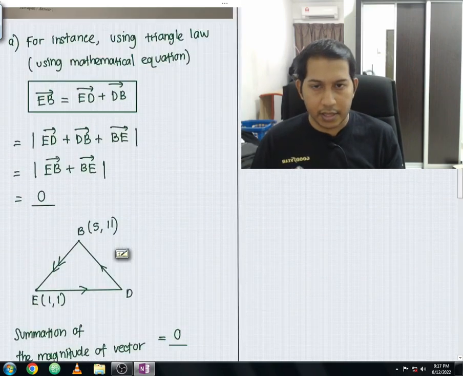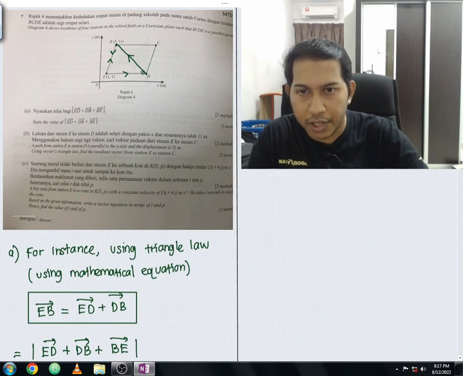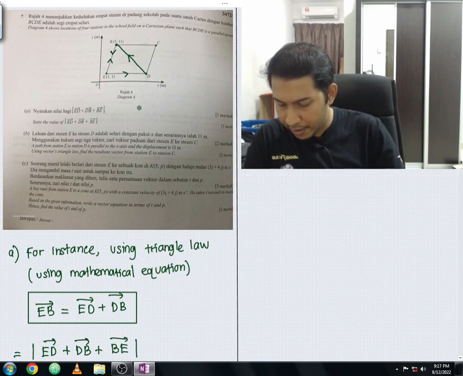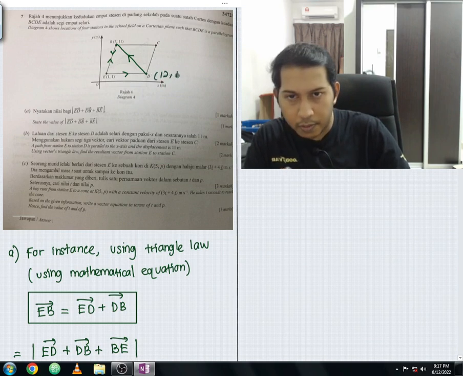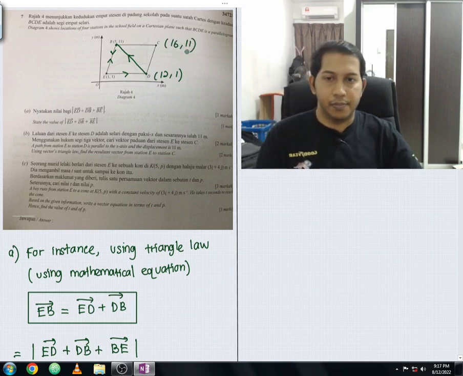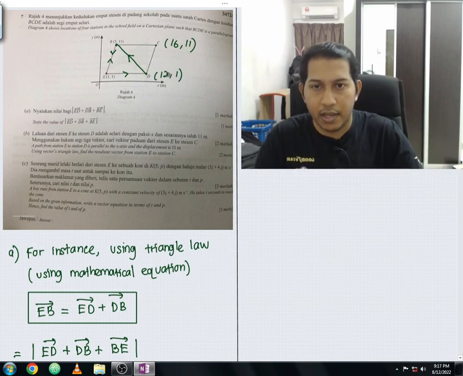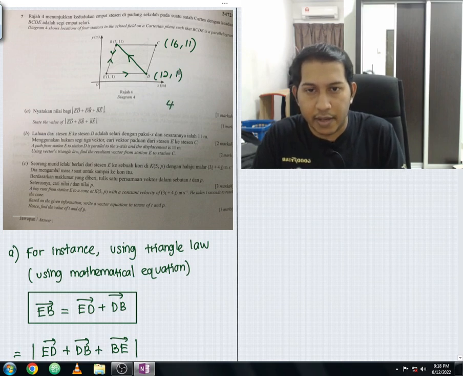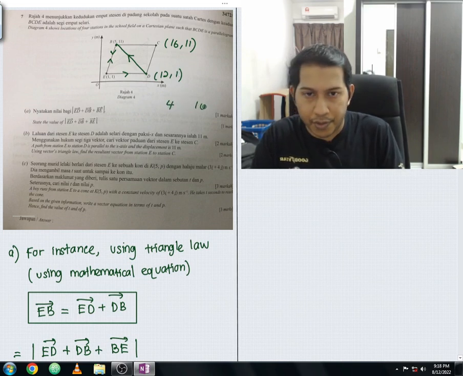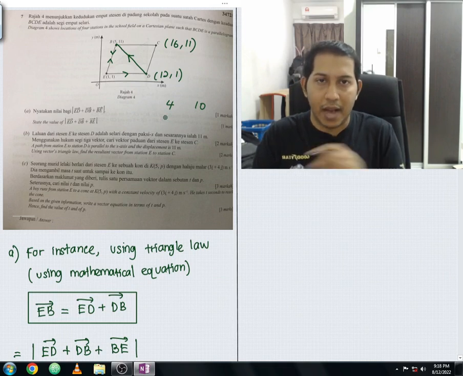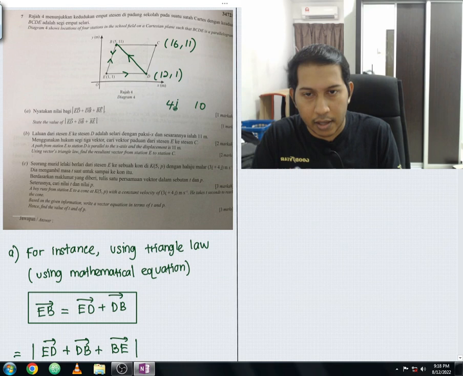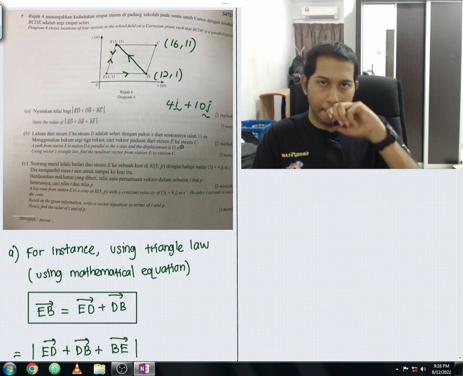Of course, for the vector DC you need to do some calculation. Let me write the coordinates over here. Coordinate D in this case is (12, 1). Over here is (16, 11). In order to find the vector DC, you need to take the difference between them. So 16 minus 12 you get 4, and 11 minus 1 you get 10. Since we write our vector in terms of i and j format, it will be 4i plus 10j. So this will be your vector DC.